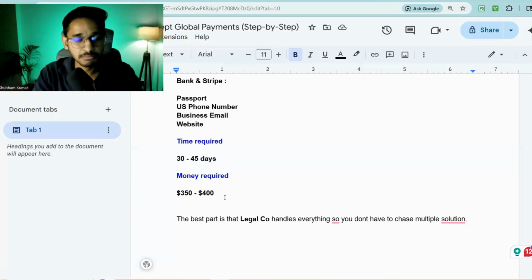Okay, so that's the entire process. That's how much time, money, and documents are required in order to set up a US LLC. If you have any questions, let me know.